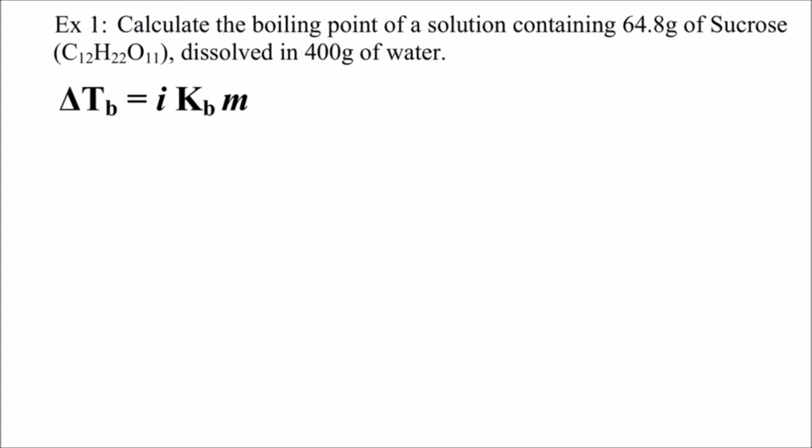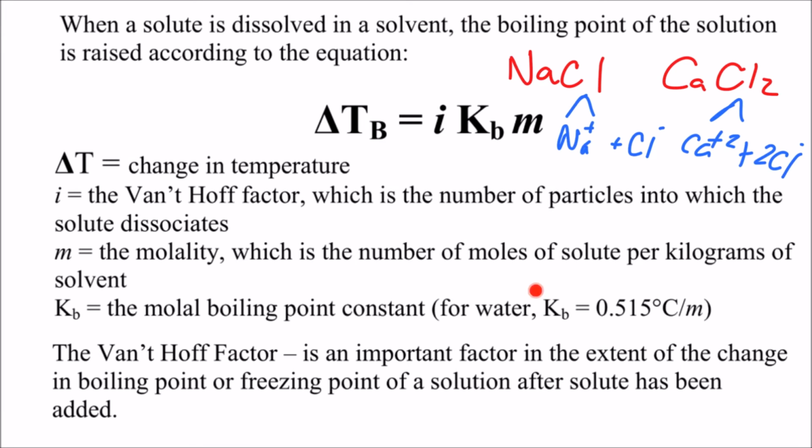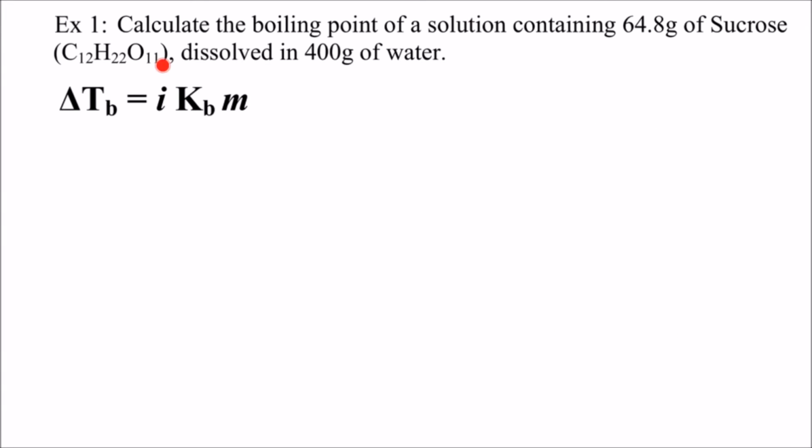I also know that my solvent here is water, and I know the Kb of water. We were told that right here. I need to find out what the Van Hoff factor is by writing the net ionic equation, and then I'll be able to solve for the change in the boiling point.